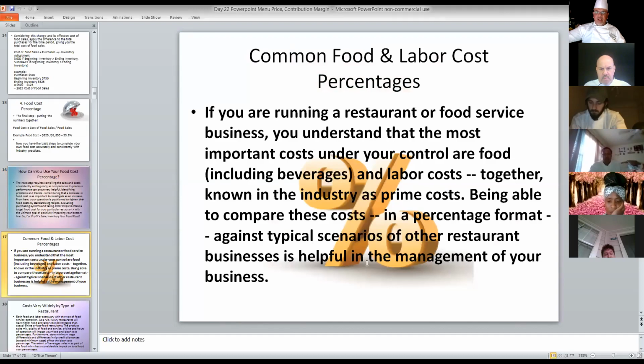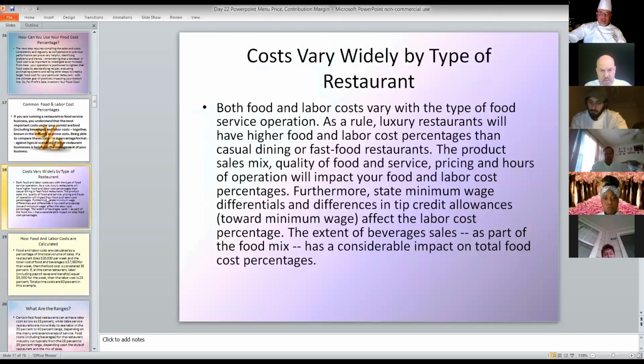Common food and labor cost percentages. If you're running a restaurant or food service business, you understand that the most important costs to keep under control are food, including beverages like soda, juice, coffee, and tea, and labor costs, together known in the industry as prime costs. Being able to compare these costs in a percentage format against typical scenarios for other restaurant businesses is helpful to management. You've got to be on top of your numbers.